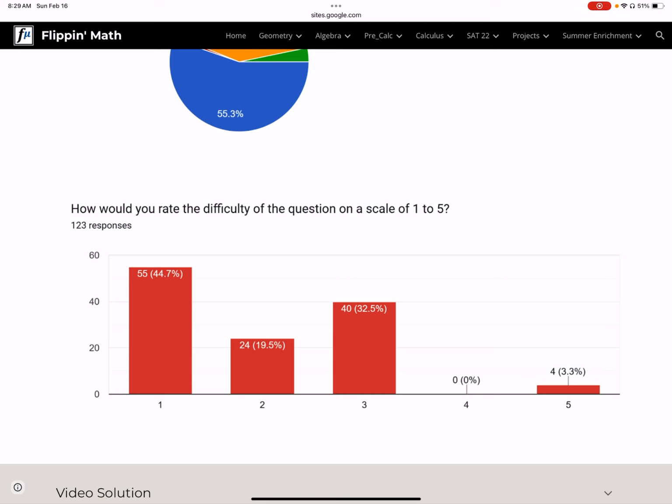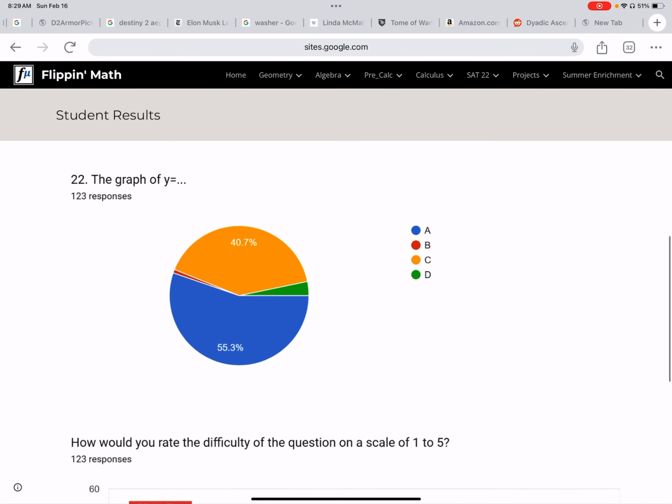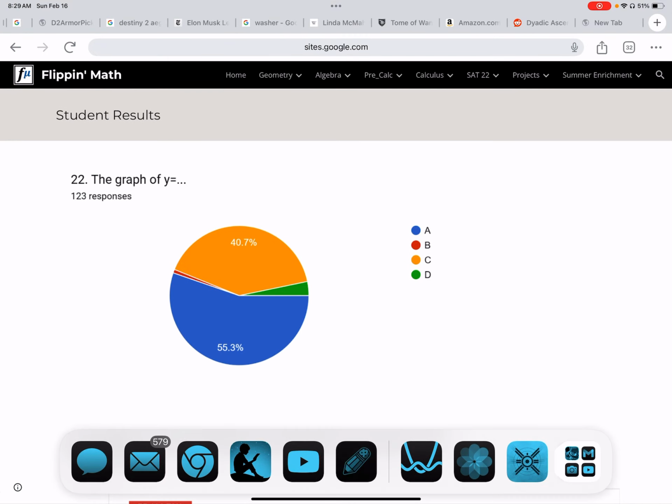So given this pie graph of our responses, I would say that our opinion about it being difficult is actually pretty interesting, because we said this was a pretty easy question. However, we were very easily fooled. So let's take a look at the solution here.